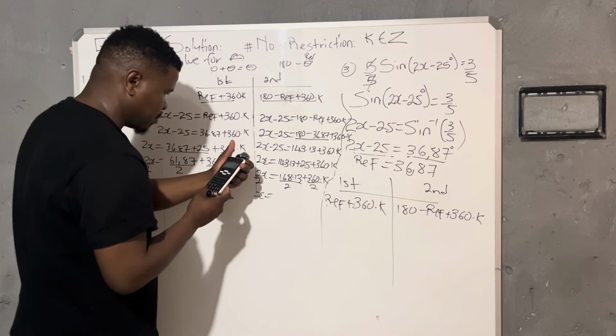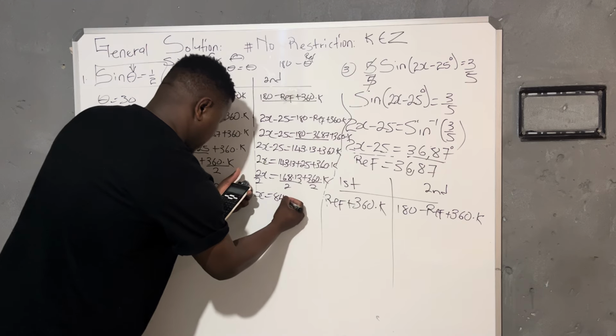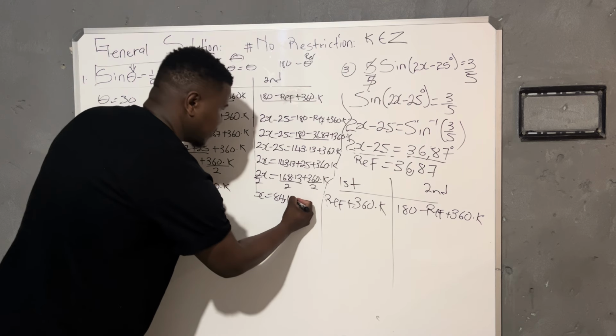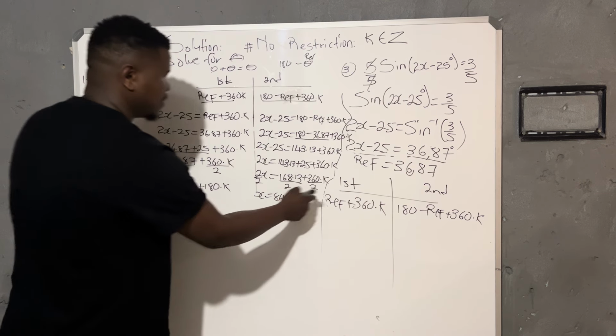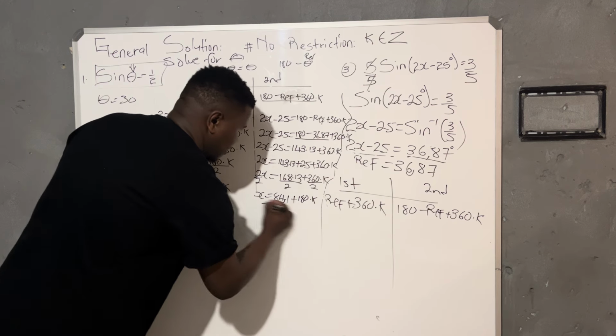168 divided by 2, we are getting 84. Plus, obviously, 360 divided by 2, we're getting 180 times k.